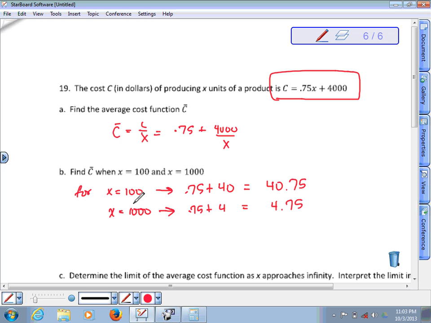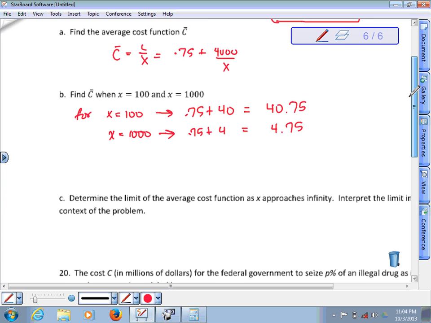So as they continue to produce more and more, the average cost is going to continue to go down, but it's only going to go down up to a certain point, and this was our discussion on limits to infinity. And that's the next question here. Determine the limit of the average cost function as x approaches infinity. So the limit as x approaches infinity of 0.75 plus 4,000 over x.